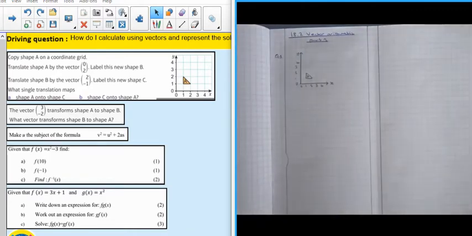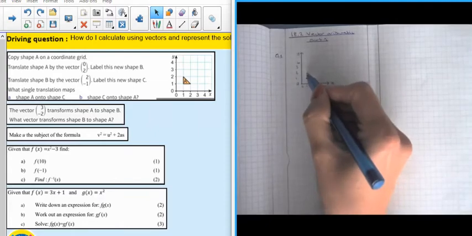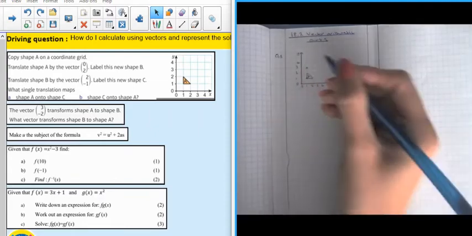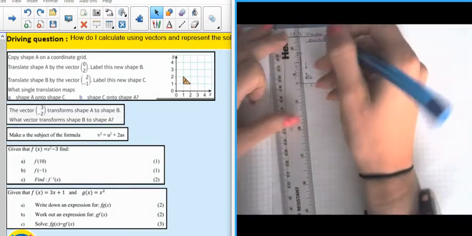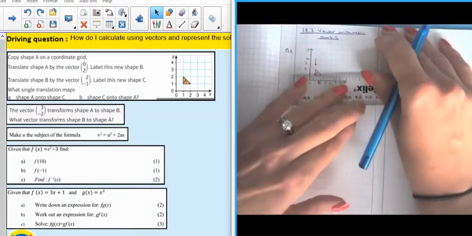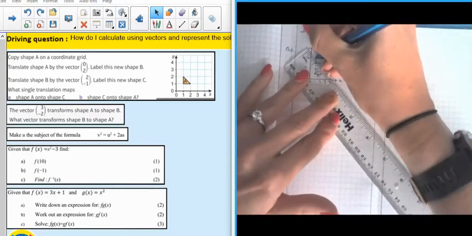If we start by looking at the first question, I've already drawn the grid. We want to translate shape A by the vector 0, 2 and label this new shape B. So I'm going to take a vertice, this one, go 0 across, and I'm going to go 1, 2 up. So the corresponding vertice is there. I'll then label that shape B.